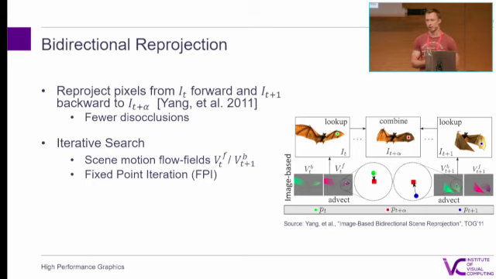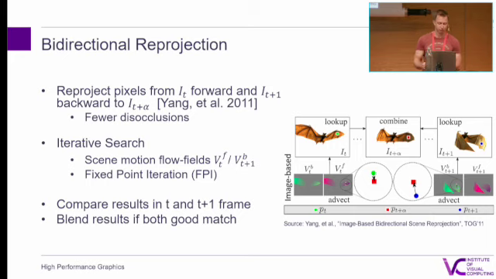For this, they also generate a 3D scene motion flow field, which for every pixel gives the motion to the next and the previous frame in clip space. They use these motion flow fields to perform an iterative point search and find corresponding pixels in the T and T+1 frame. After this, they compare the results of both images, and in the case of two good corresponding pixels, they simply blend the colors.